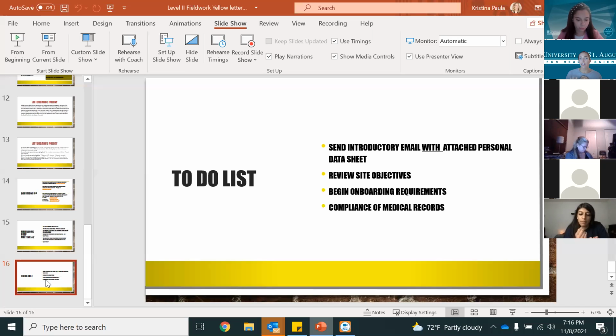And then just make sure you're in compliance with medical records. So if Abby Agrawal has reached out to you, make sure that you have everything submitted before that November 17th date. And any questions?